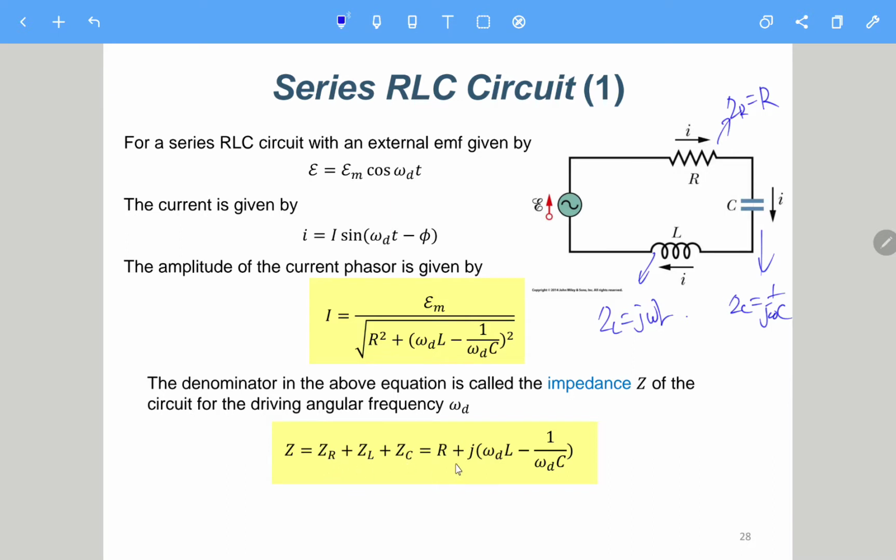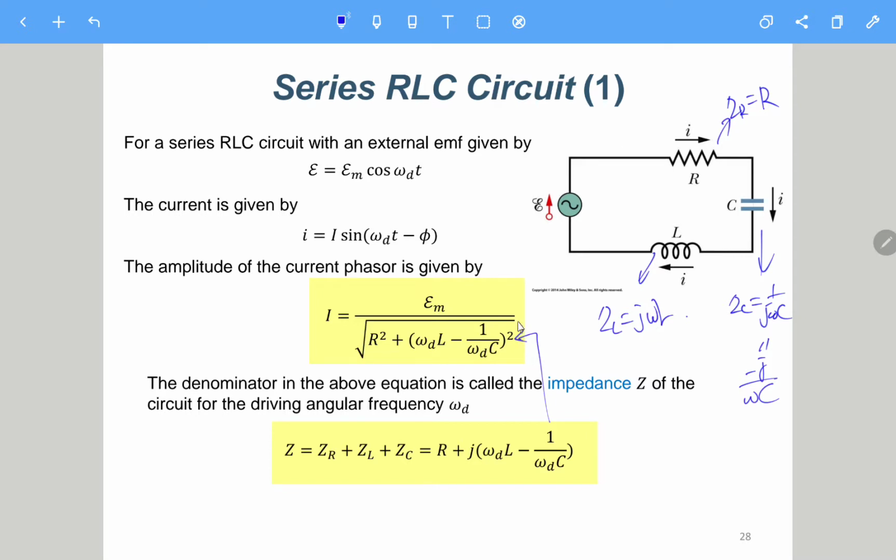Okay, so ZR is R, and then ZL is j omega L. And ZC is 1 over j omega C, so it is nothing but negative j over omega C. So this is the total impedance for the RLC. Okay, so now you can see why this term will look like this.